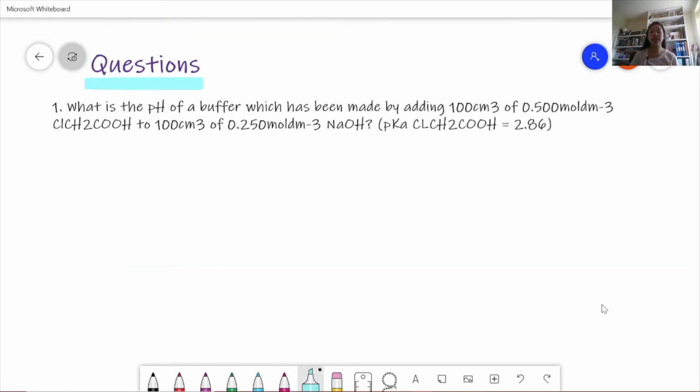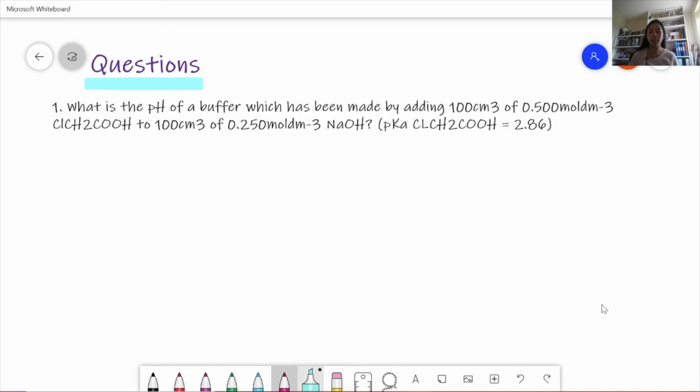The first question is, what is the pH of a buffer which has been made by adding 100 centimeters cubed of 0.5 moles per decimeters cubed of ClCH2COOH to 100 centimeters cubed of 0.250 moles per decimeters cubed of sodium hydroxide? And we've been given the pKa value of the chloroethanoic acid.